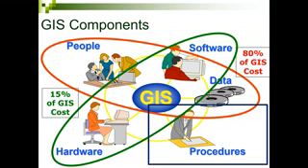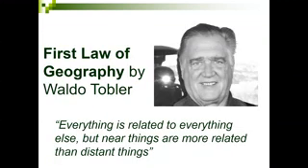And so in this class, what we're going to focus on is the actual procedures. What are the things that you do to GIS to make those red clusters and blue clusters and everything else? Because the first law of geography, by Waldo Tobler, says everything is related to everything else, but near things are more related than distant things.